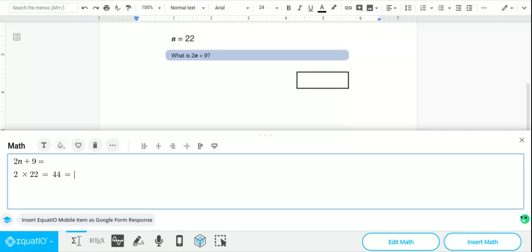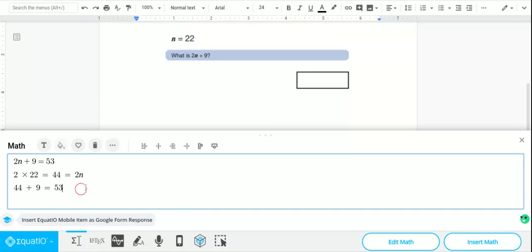So what I did was 2 times 22. So 2n is equal to 44. So all we do now is 44 plus 9, and that equals 53. So 2n plus 9 equals 53, and that's it. It's really straightforward. Just put the n into the n there, which is 22. So 2 times 22 plus 9 equals 53. And that's it. It's really, really easy.